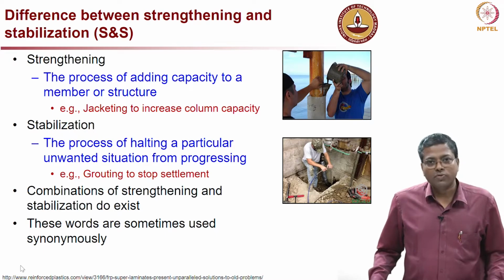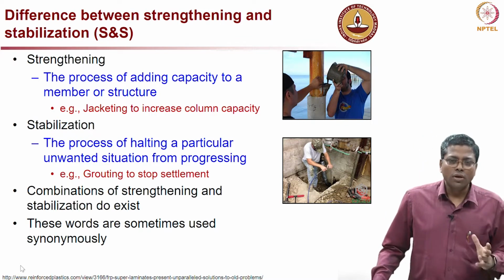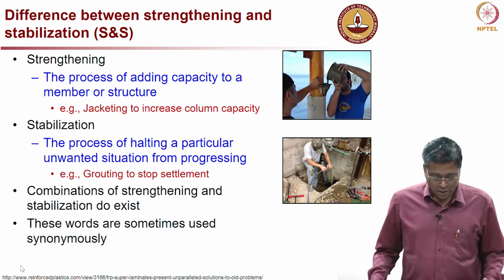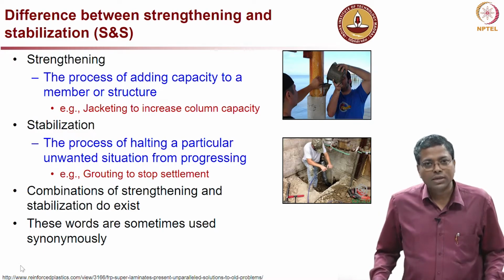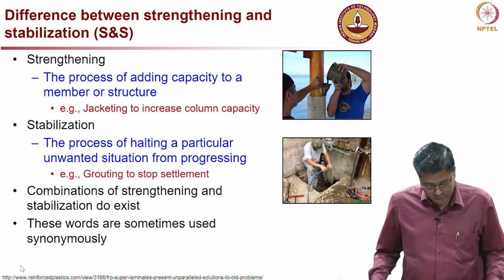Strengthening is the process of adding capacity to a member or a structure. One widely and easily recognizable example is jacketing of concrete columns to increase their axial capacity.